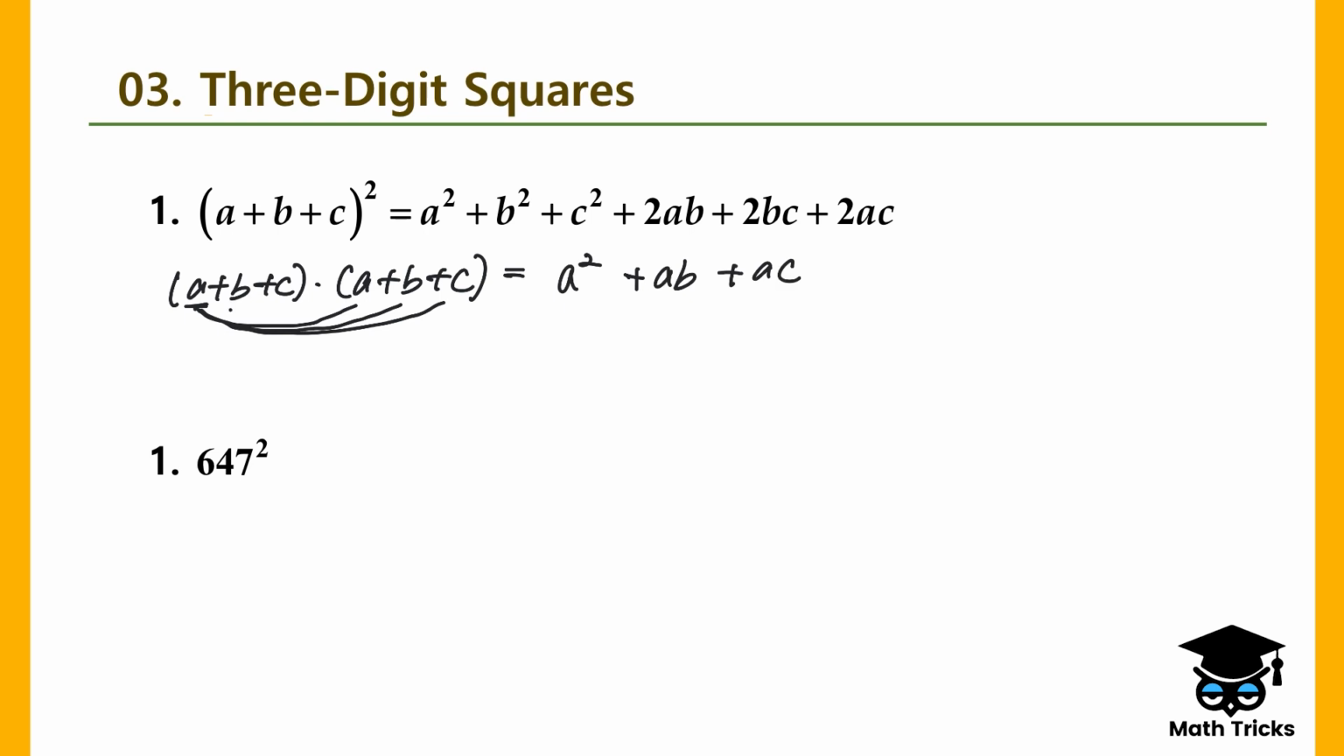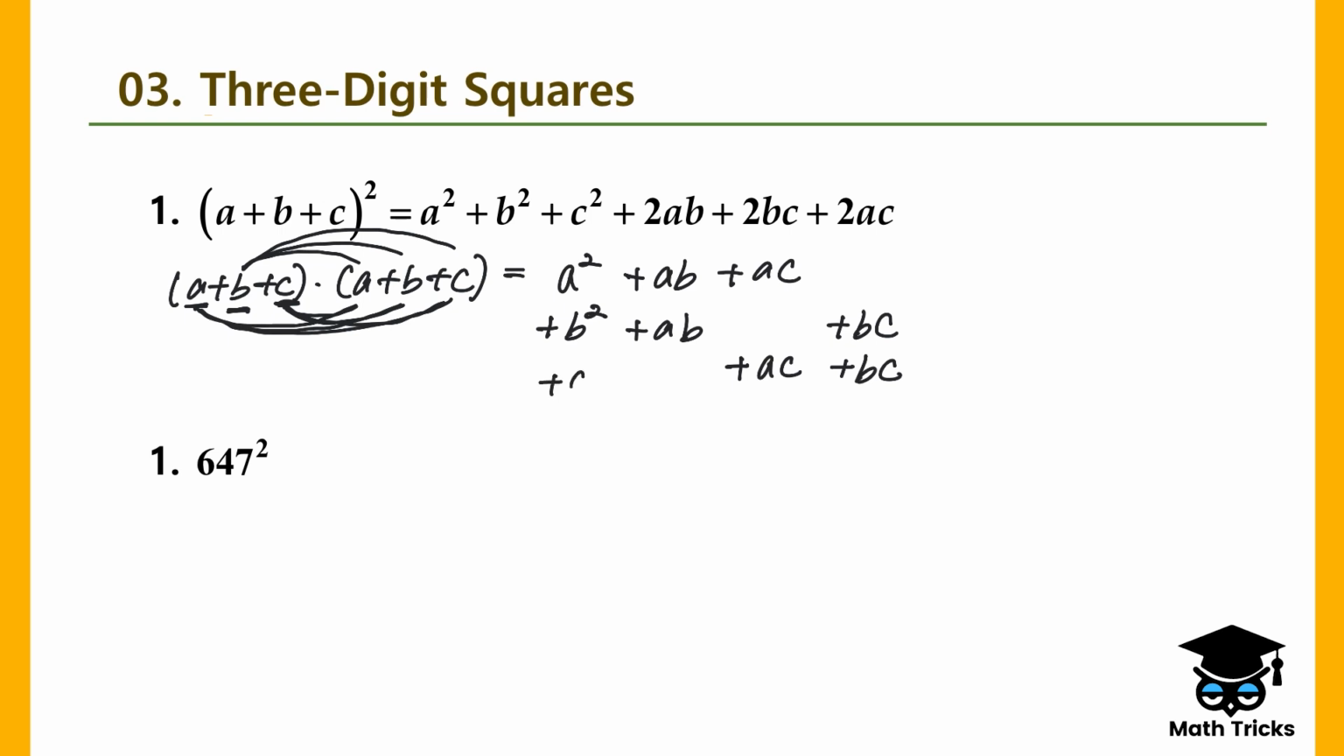And now starting from b times a, that's ba or ab, right? So plus ab. b times b, that's b squared. So plus b squared. b times c, that's plus bc. So plus bc. Lastly, from c, starting from c times a, that's ca or ac, right? So plus ac. c times b, that's cb or bc. So plus bc. And c times c, that's c squared.